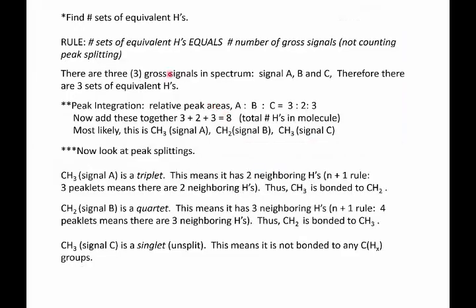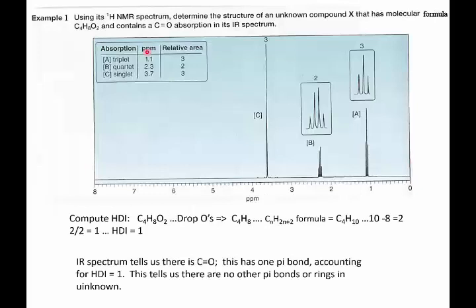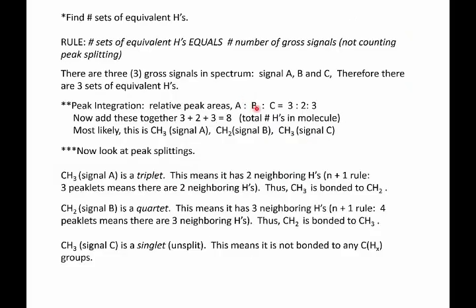The next thing we want to do is to find the number of sets of equivalent hydrogens in our unknown. And here's an important rule. The number of sets of equivalent hydrogens in the molecule will equal the number of gross signals in the spectrum, and that's not counting peak splitting. So let's go back to our spectrum. How many gross signals are there? There's 1, 2, 3, A, B, C. That means that within the molecule there are 3 sets of equivalent hydrogens.